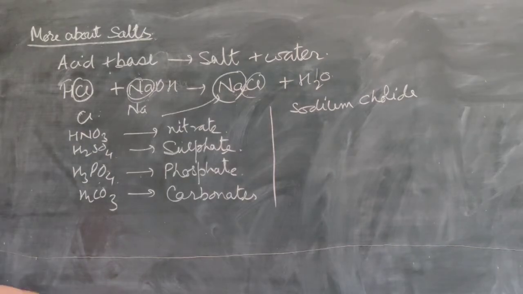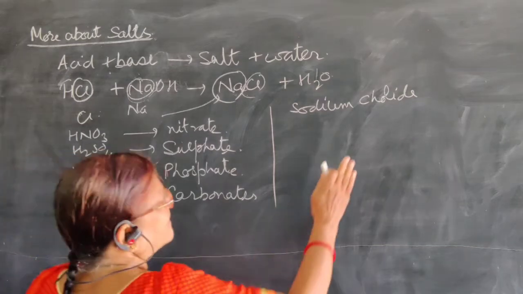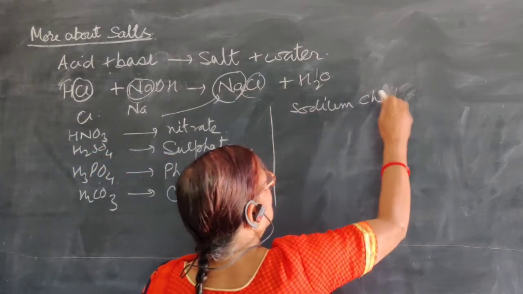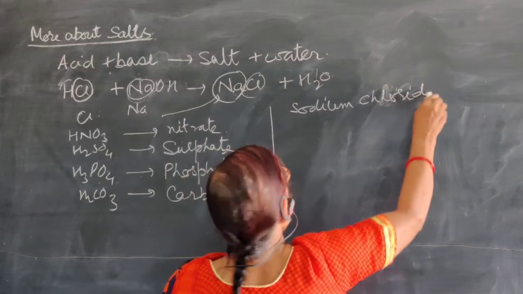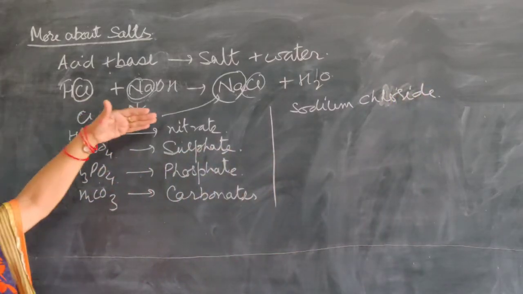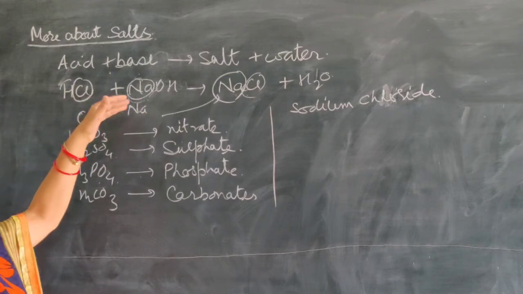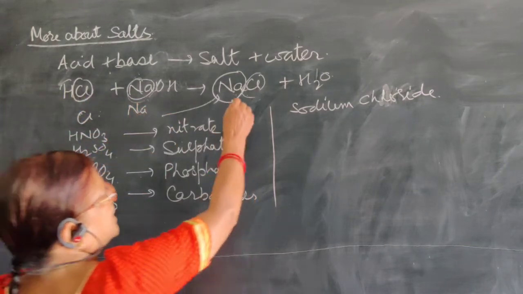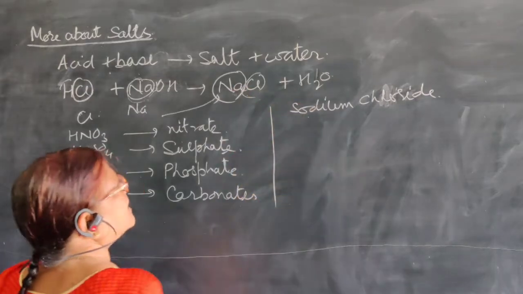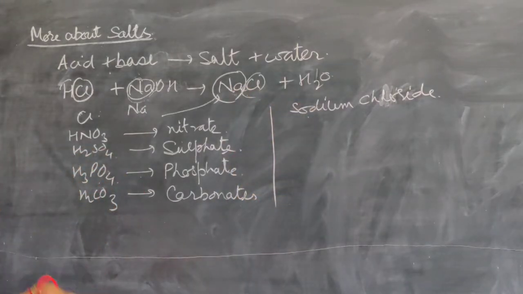That means a salt has two parts. One part we have taken from the base and the other part from the acid. So sodium is taken from the base. First we write the name which is taken from the base, then we write the part which is taken from the acid. So first we write the cation, then the anion. Cation is taken from the base and anion is taken from the acid. So this is the way to write the name of the salt.